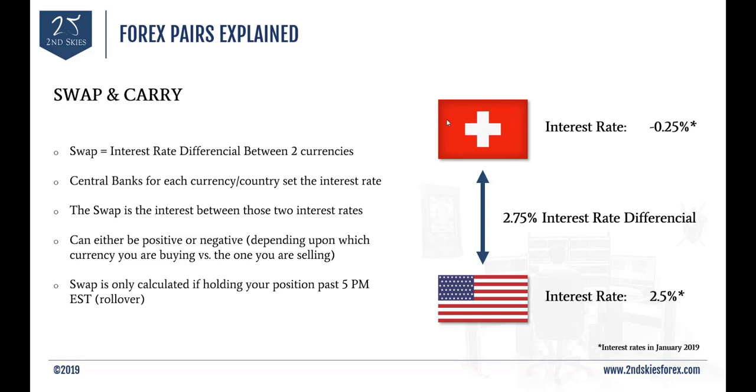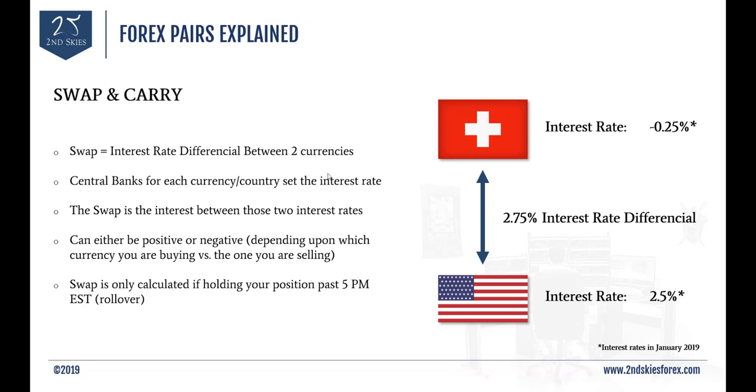I mentioned before that you're buying one currency against the other. So if I'm expecting the Swiss franc to rise in value against the US dollar, then I'm going to buy the Swiss franc. But when I buy the Swiss franc, I'm also buying that interest rate differential. And so if I'm buying the Swiss franc and I'm selling the US dollar, then I'm paying 2.75% interest per day that I hold the position past 5 p.m.